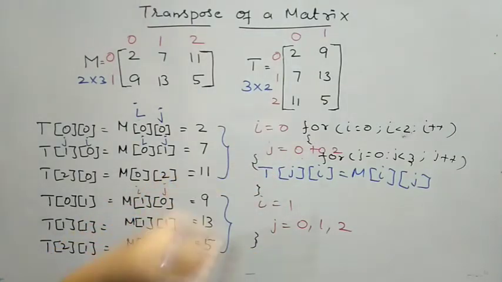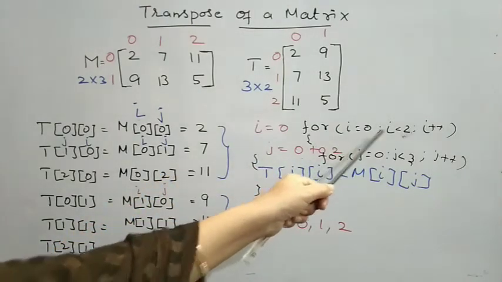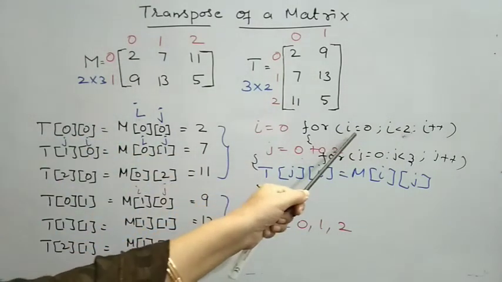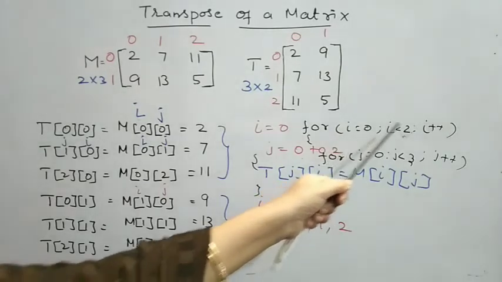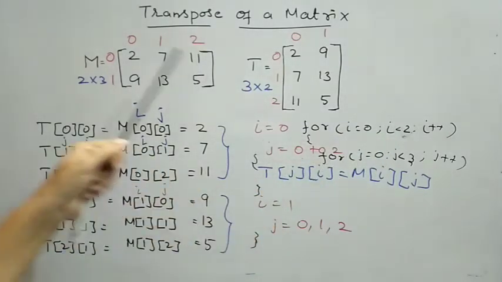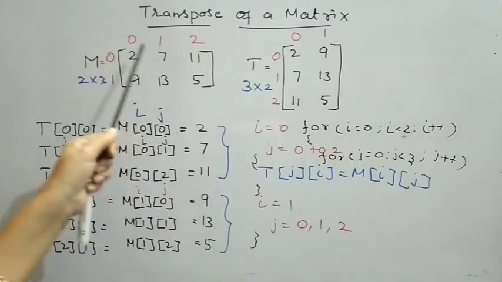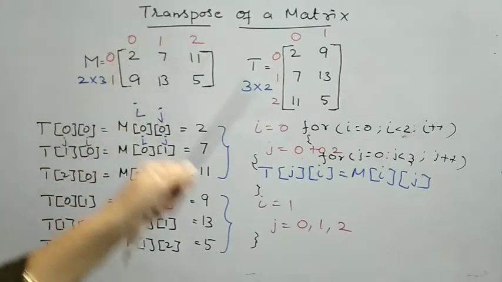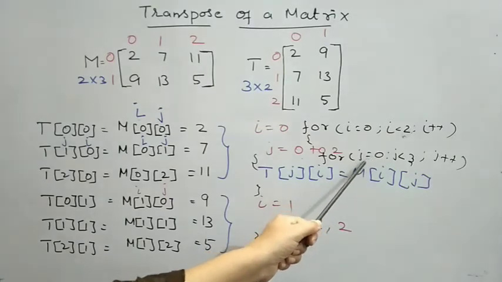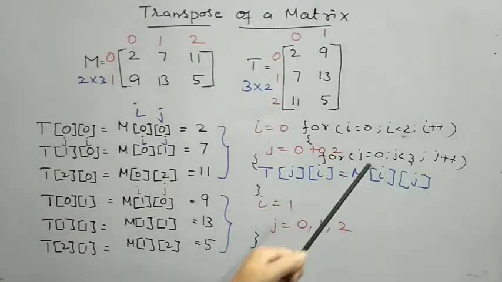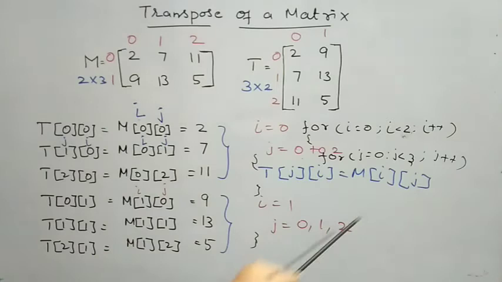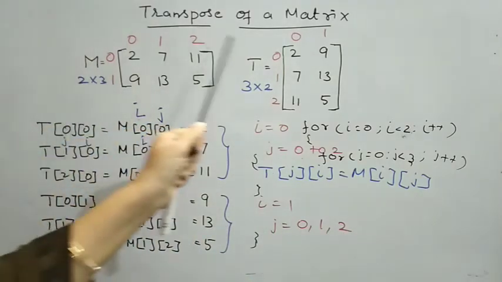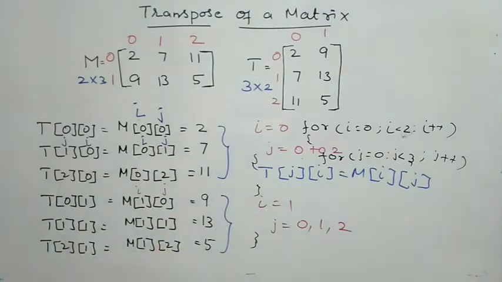The outer for loop varies the index position of rows. Totally we have 2 rows, so it varies from 0 to 1. The inner for loop variable is J, which represents the index position of columns. We have 3 columns, so the values of J range from 0 to 2. Using this coding, we are able to convert the given input matrix into the equivalent transpose matrix.